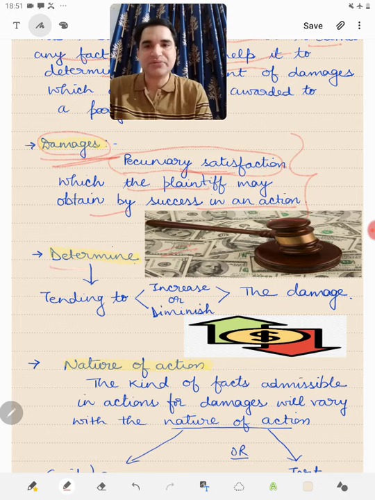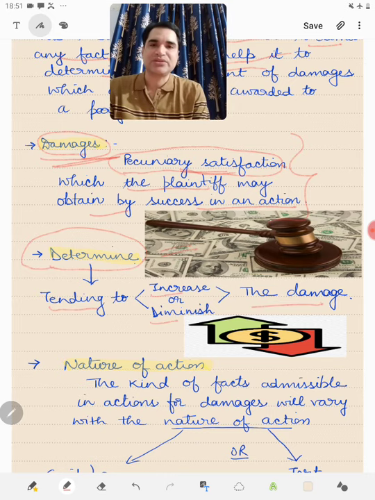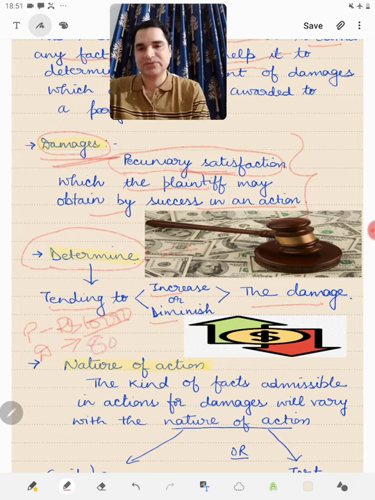Then what is the meaning of the word determine? The meaning of the word determine in this context is anything which has a tendency either to increase or diminish the amount of damage. For example, if the plaintiff asks for rupees 10,000, then any fact which can be given by the defendant that it is not 10,000, rather it is only 8,000, will be relevant.